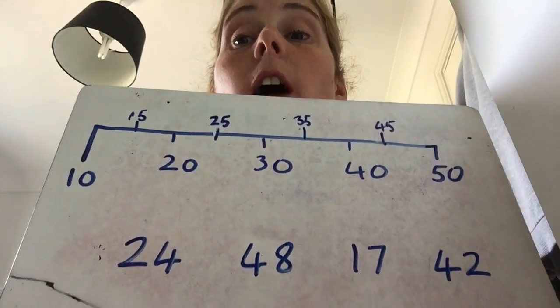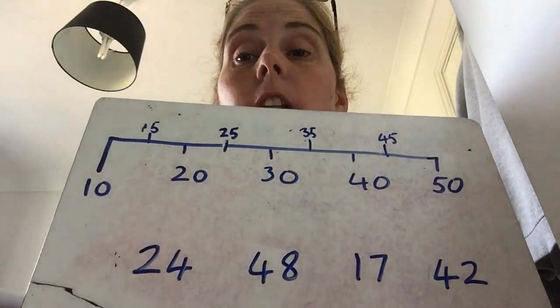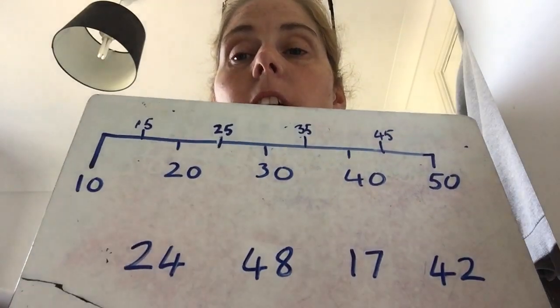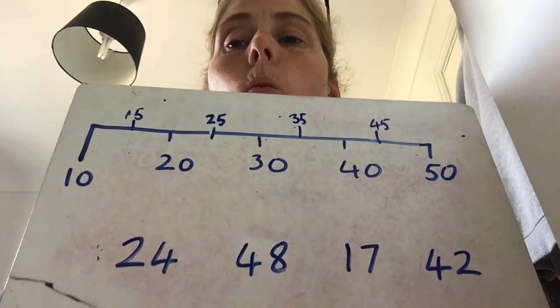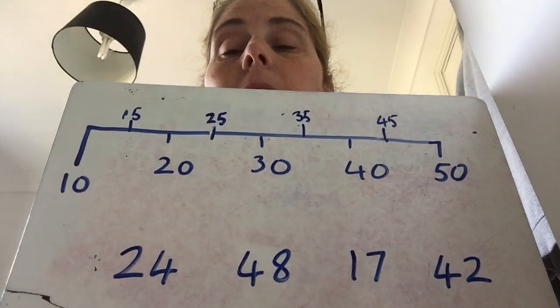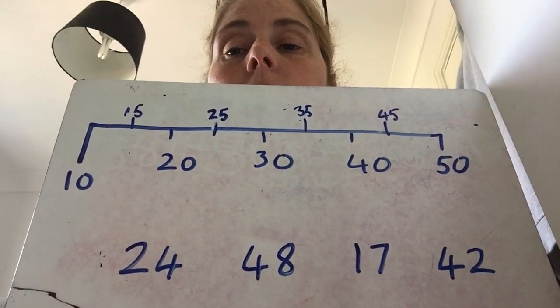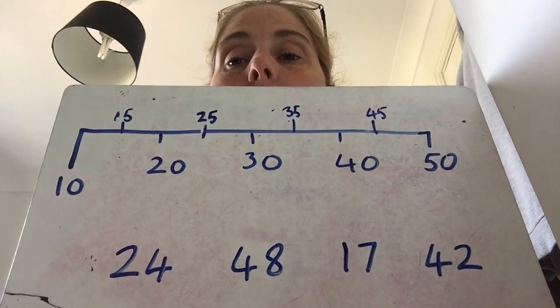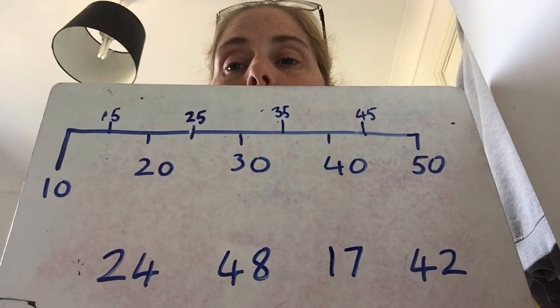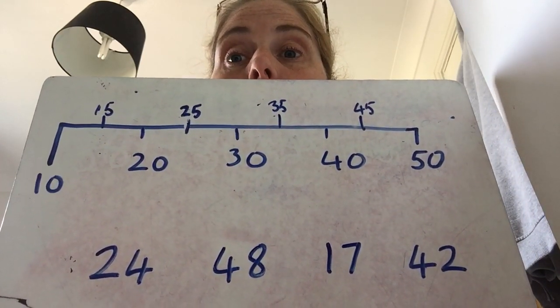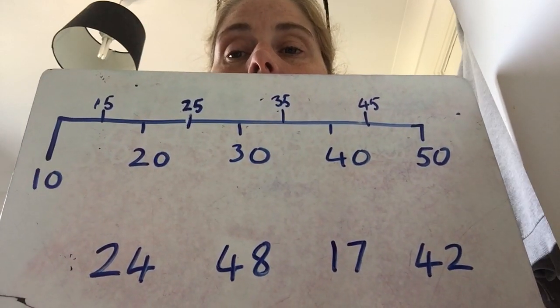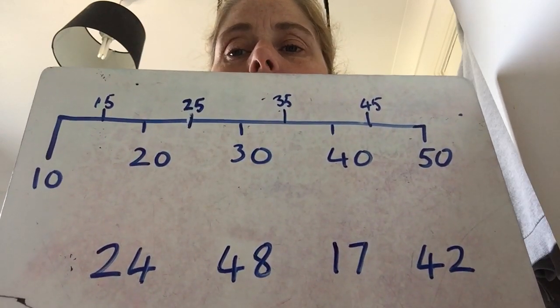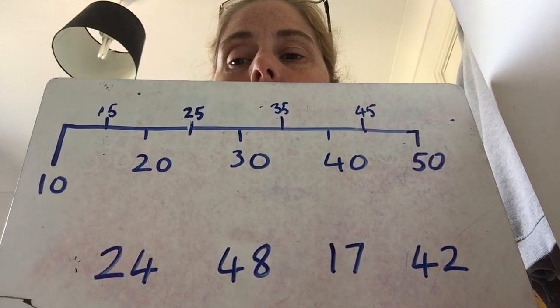Explain to your adult that's with you. Look at the number 24. Where's it going to go on the number line, and why? Why do you think it's going to go there? Talk to an adult about it. Explain to them. Remember, Mrs. Dumont always likes people explaining what they've been doing and why. I like to know why. Why did you do that? Why do you think it goes there?